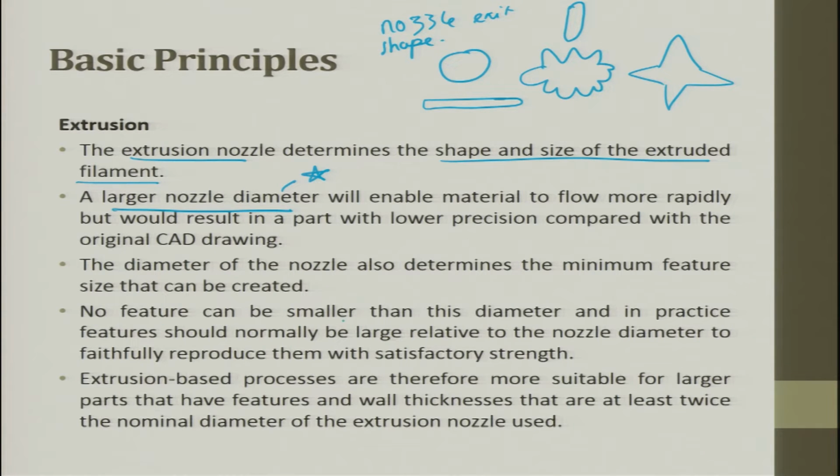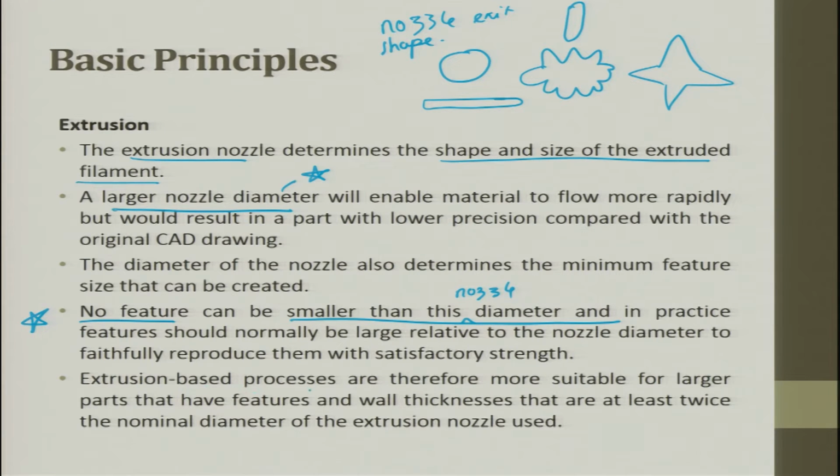No feature can be smaller than the diameter, and in practice features should normally be large relative to the nozzle diameter to faithfully reproduce them with satisfactory strength. So, no feature can be smaller than the nozzle diameter. This is also an important point.